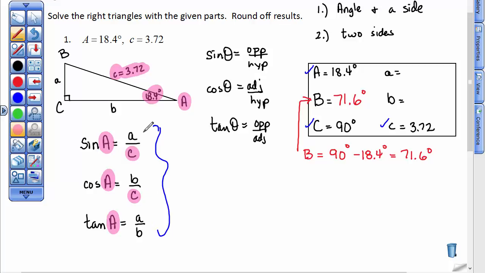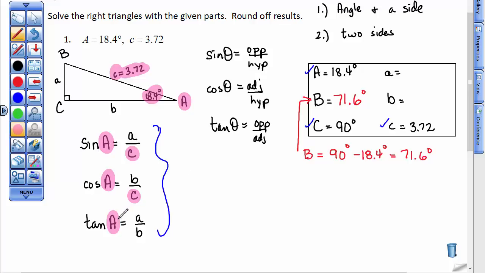So if I would use this trig function and fill in the number for angle A and for side C, I would be allowed to solve for side A. And I'd fill that answer in here using algebra. If I would use this equation and fill in the 18 degrees-ish for angle A and side C of 3.72, I would be able to solve for side B because it's the only thing I don't know in this problem. I'd be able to put that answer right here.